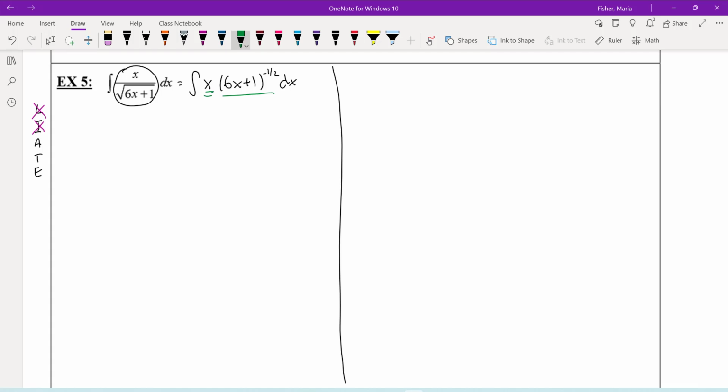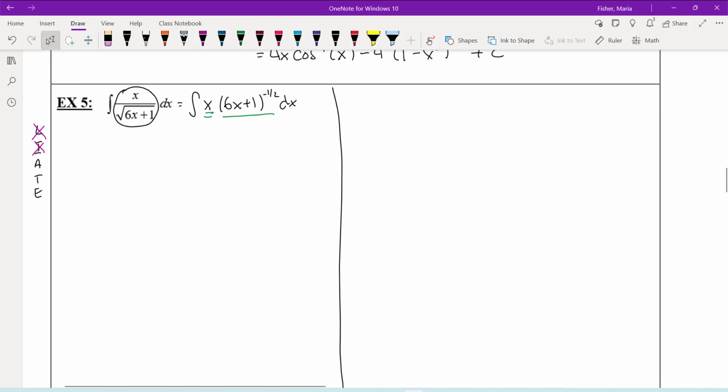Well, you want u to be the thing whose derivative is easier, but you also need what you choose for dv to be something that you can integrate. U needs to have the easiest derivative, but you have to have a dv you can integrate. So the question is, whose derivative is easier, x or (6x plus 1) to the negative 1/2? X is easier. Well, can you integrate (6x plus 1) to the negative 1/2? Yes, you can.